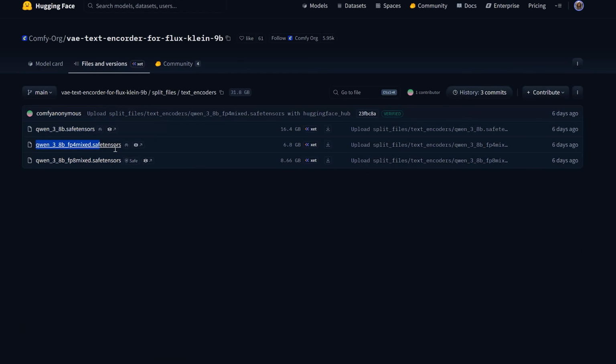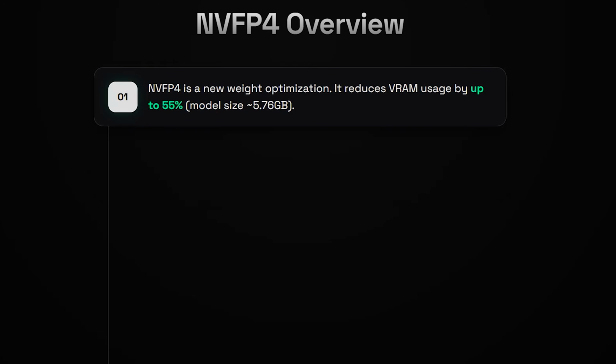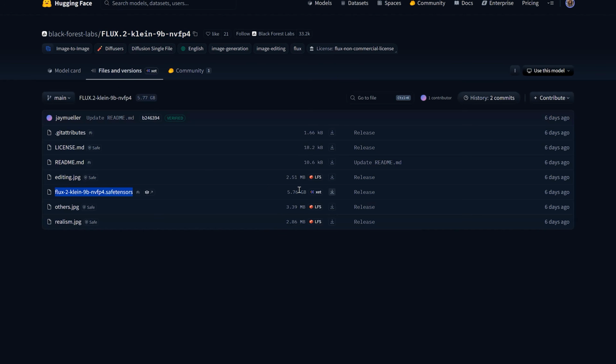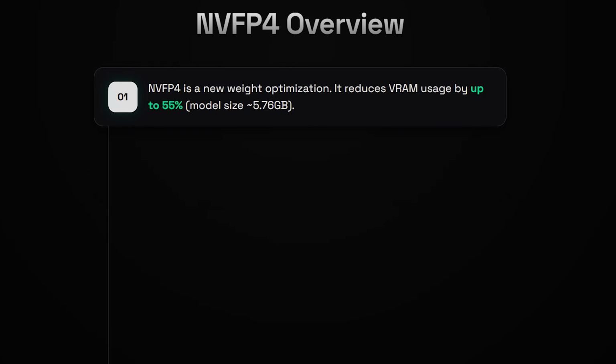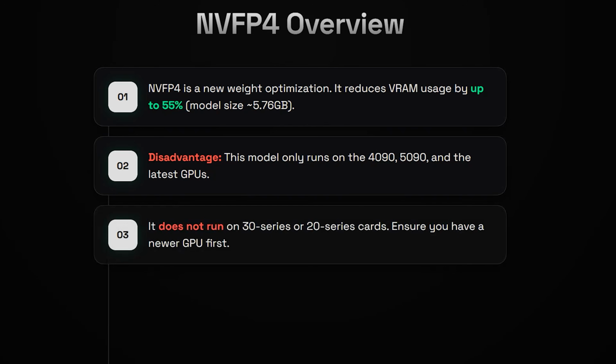But now there is a model format called NVFP4. So what's that? It's a newly released optimization for weights. This model reduces VRAM usage by up to 55%. You can see the model size is only around 5.76 GB. But there is a disadvantage also. This model only runs on 4090 or 5090 and the latest GPUs. It does not run on the 30 series or 20 series cards. So make sure you have a newer GPU before you try NVFP4.